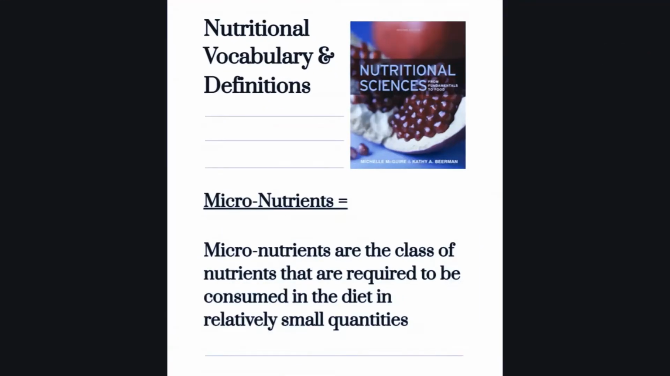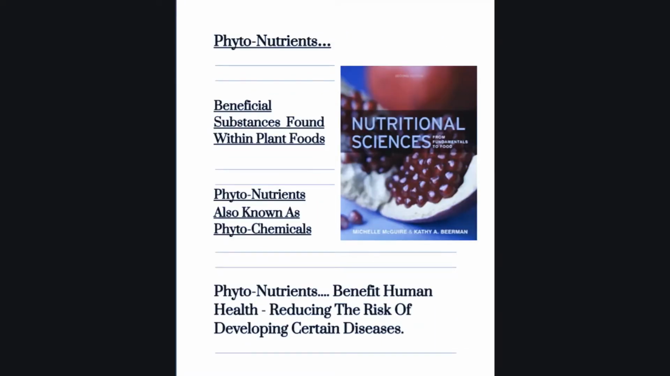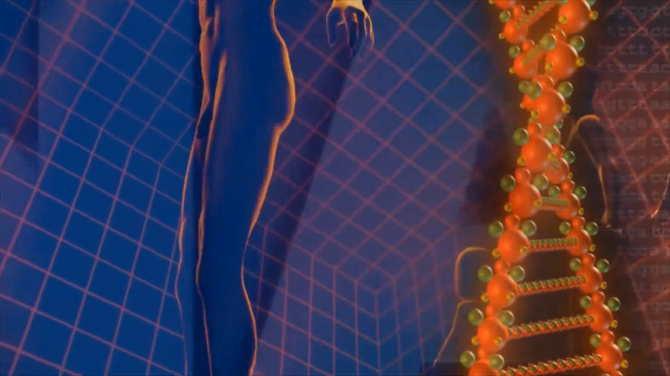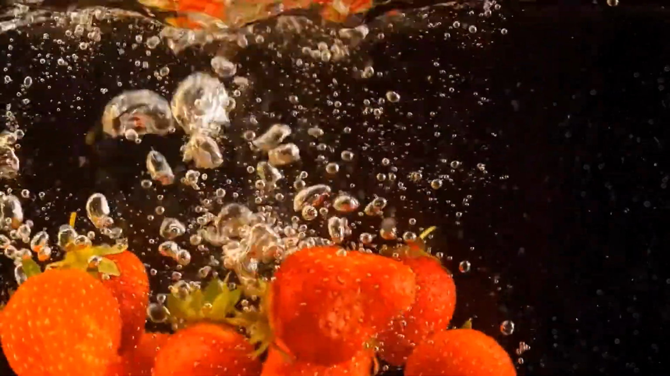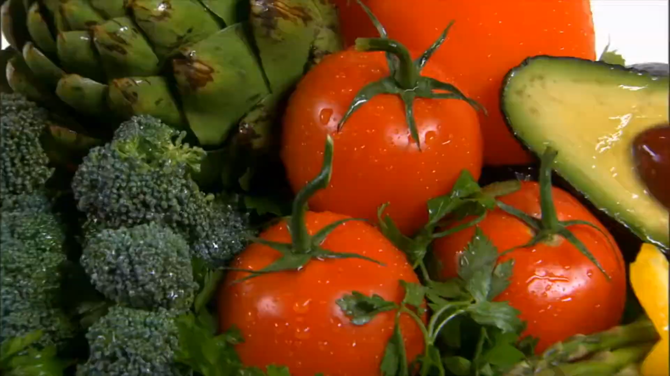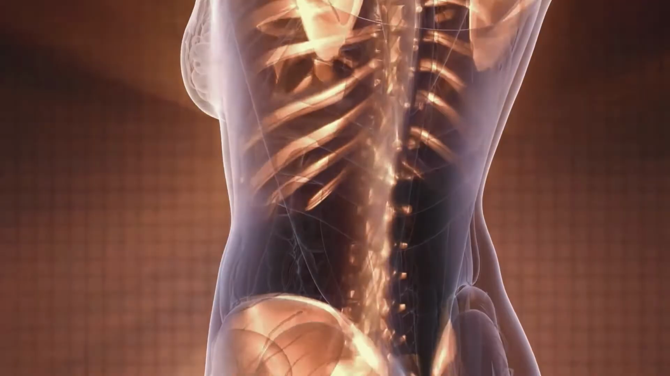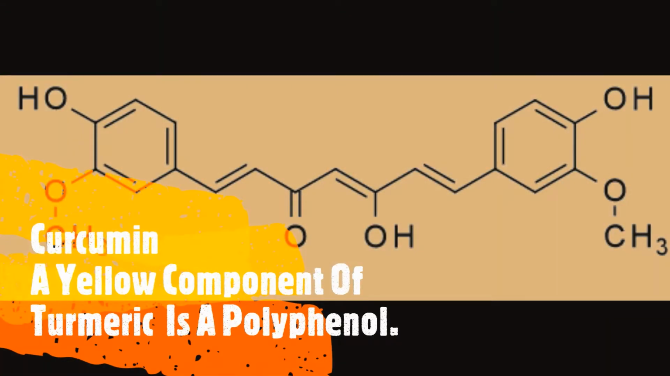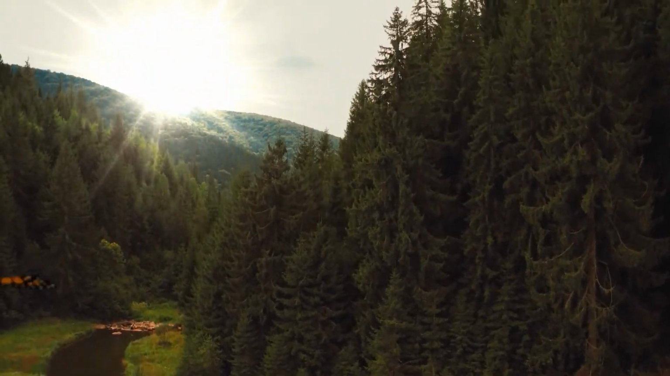The macro and micronutrients in our foods have long been thought to be the essential components for human health. However, phytochemicals have emerged as important cellular signaling pathways for genetic protein production. Specifically, phytonutrients are the plant's biologically active components that can support our human biology. Some of the important bioactive phytonutrients include the polyphenols, which are secondary metabolites within the plant's biochemistry that are generally involved in the defense against ultraviolet radiation or even aggressive pathogens.